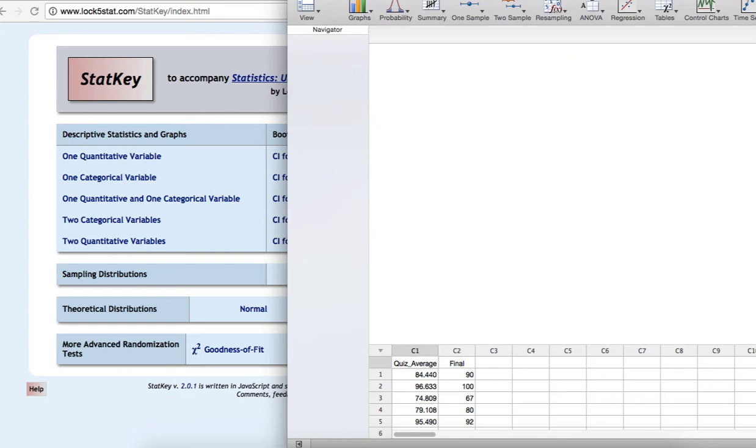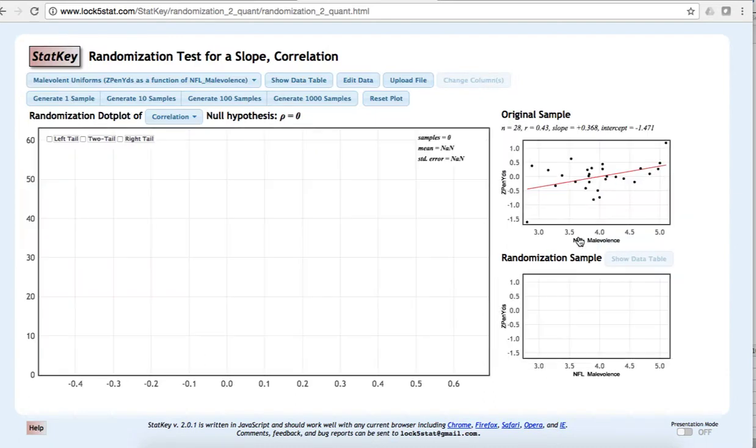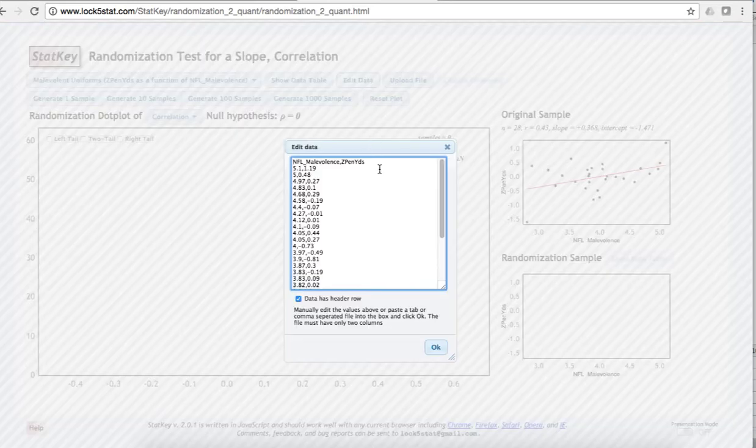Is there evidence of a positive relationship between quiz scores and final exam scores in the population of all World Campus Stat 200 students? We're going to use StatKey to conduct a randomization hypothesis test. We're looking at the relationship between two quantitative variables, so we're going to be computing and testing Pearson's R correlation coefficient. In StatKey, we can edit data, select all of the existing data, and delete it.